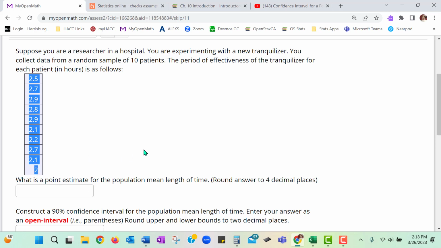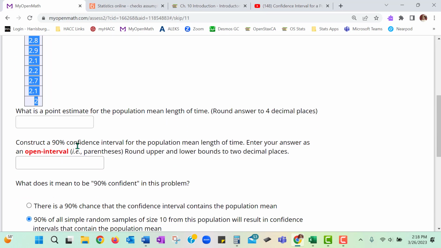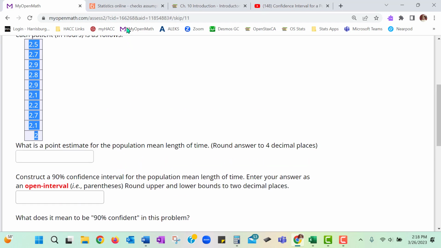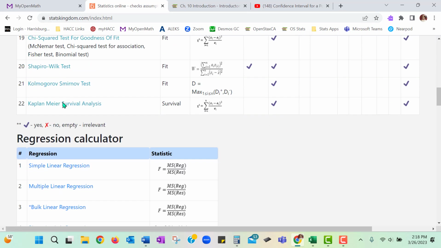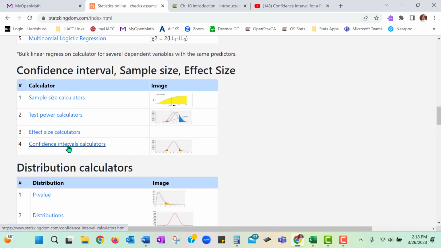I'm going to get StatsKingdom to do this for us. So I'm going to go ahead and copy these, and let's just go ahead and do this interval. And then one of the things that it tells us is the sample mean. So StatsKingdom.com is what we want to go to. And then scroll down till we see, oh, did I miss it? Yeah, confidence intervals.